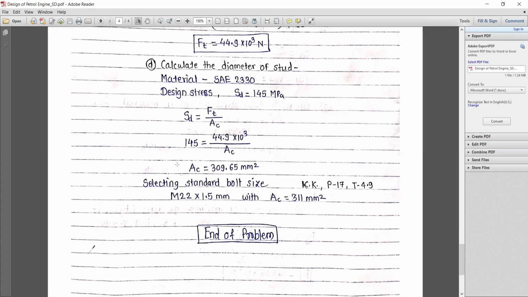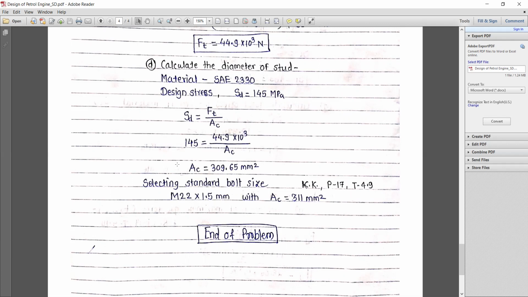Now we need to choose a standard area which is the nearest one, or greater than but nearest. So referring to Kalekar page number 17, table number 4.9, the nearest area is 311 mm square of an M22 bolt with a pitch of 1.5 mm.